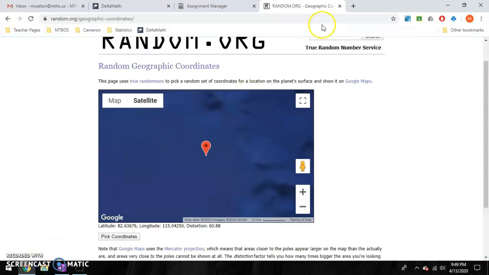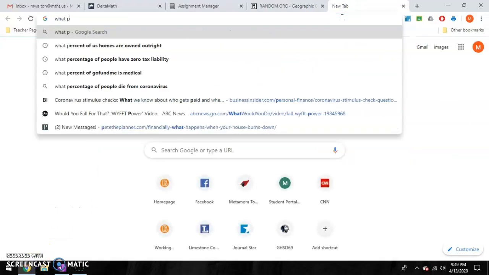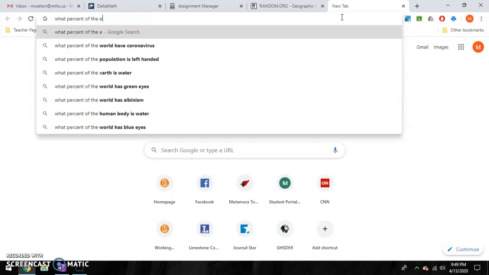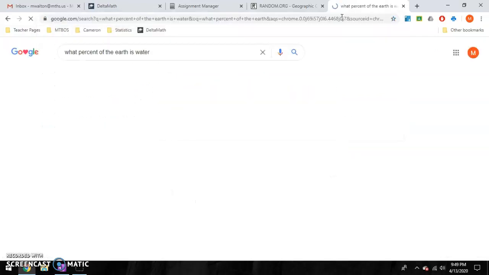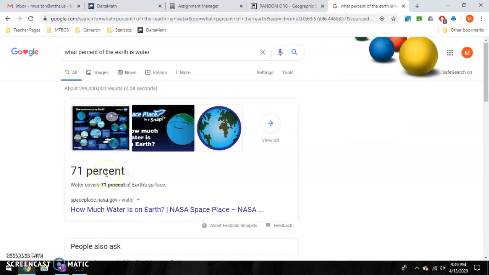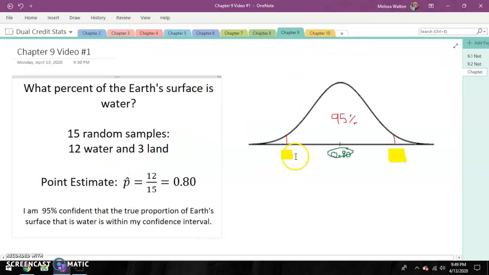And just for fun, let's go and look it up. What percent of the Earth is water? It's about 71%. All right, and tomorrow we are going to figure out whether that 71 is within this 95% confidence interval. My guess is yes. All right, so you have one homework assignment, just talking about point estimates and interpreting confidence intervals. Please let me know if you have any questions. Have a great day.